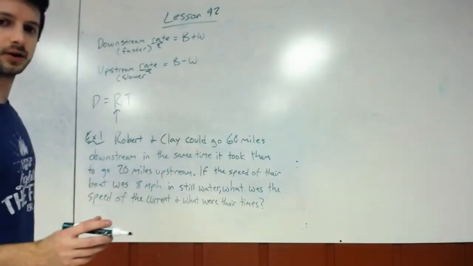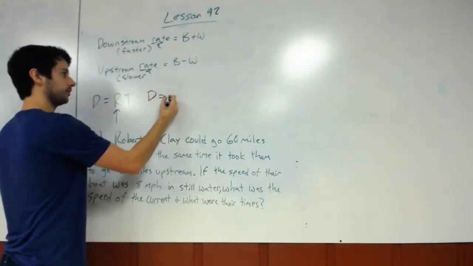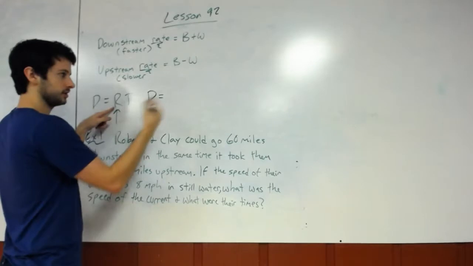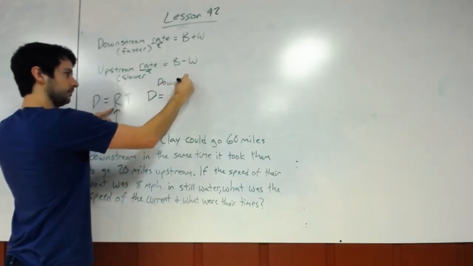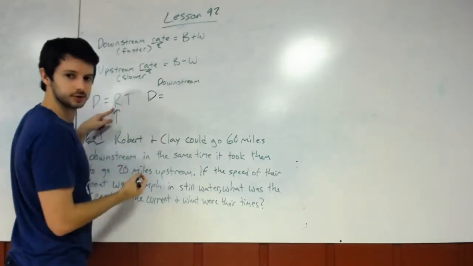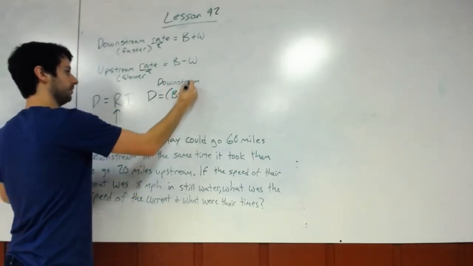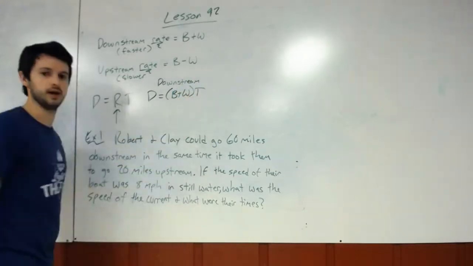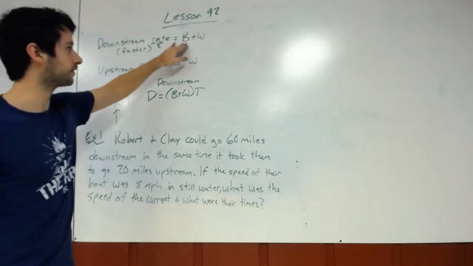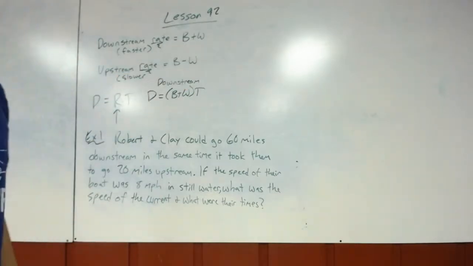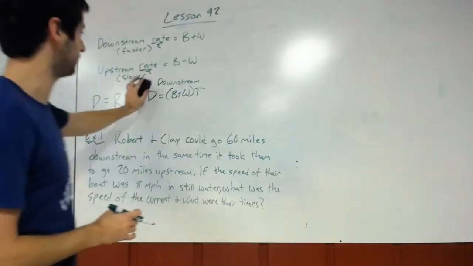So how we plug all these in is it's going to look something like distance equals, instead of R, say we have a downstream problem. It'd be distance equals B plus W times your time. So we're just switching R with either B plus W or B minus W. That's all we're doing. So now let's look at a problem.